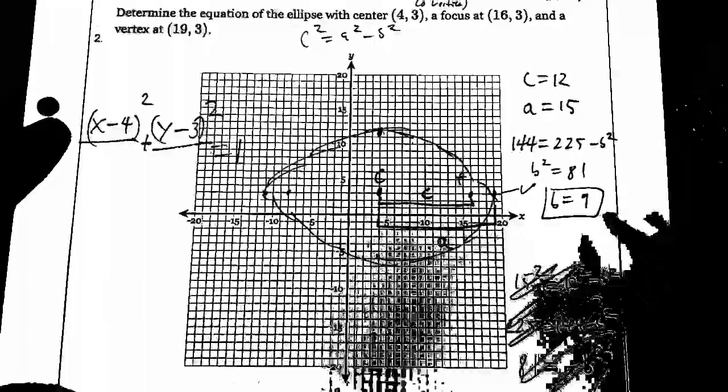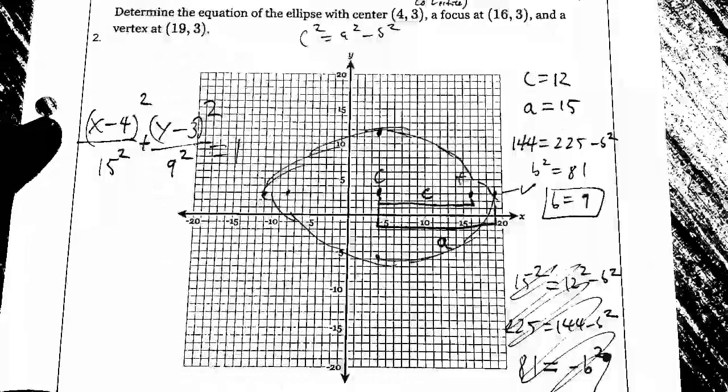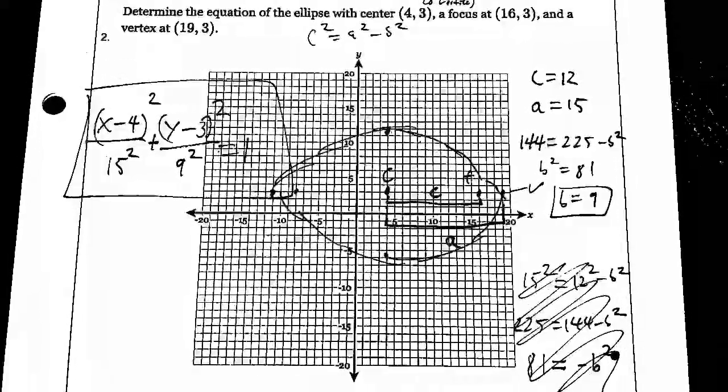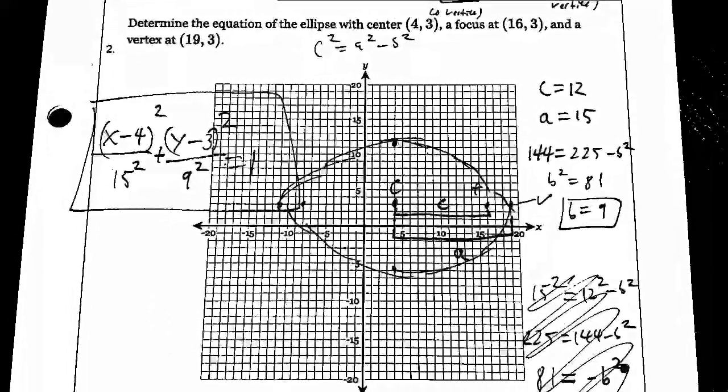Okay? Sorry, your a is 15, so 15 squared would go down here, and then 9 squared would go here. Okay, that's it. So we have (x minus 4) squared over 15 squared plus (y minus 3) squared over 9 squared equals 1. Can we leave it in that 15 squared? That's fine. If you leave it like this, that's perfect. If you put 225 and 81, I'd take that as well.